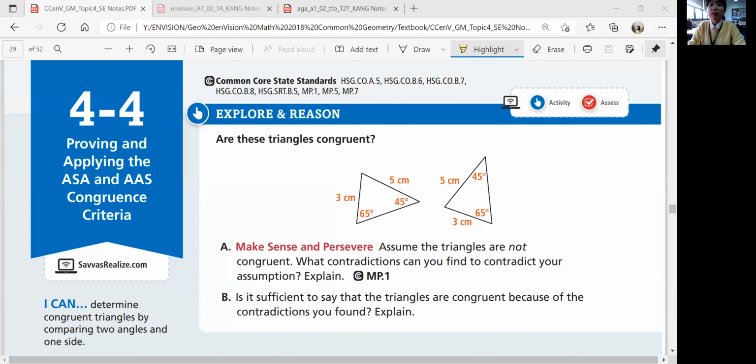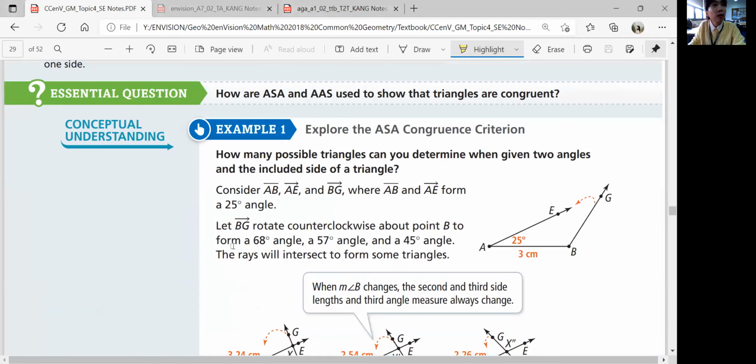Hi, this is Geometry, Lesson 4-4, Proving and Applying the ASA and AAS Congruence criteria. In this lesson, we'll be able to determine congruent triangles by comparing two angles and one side.